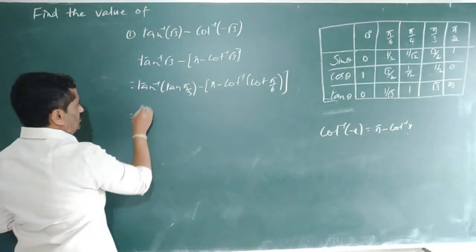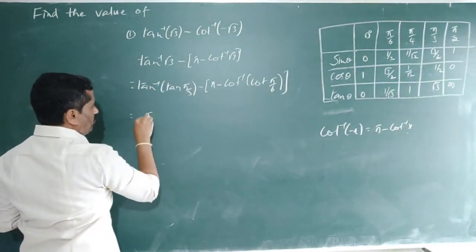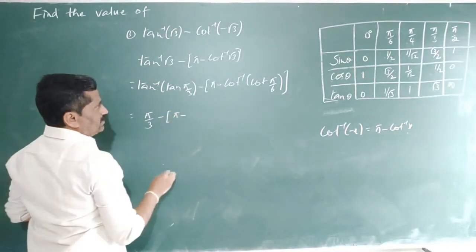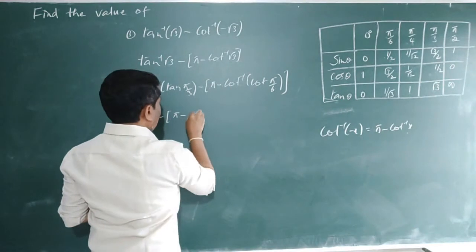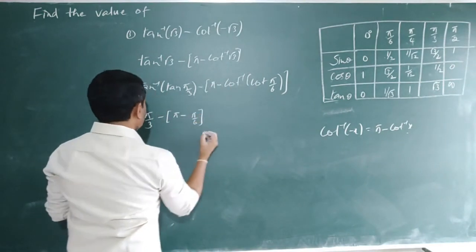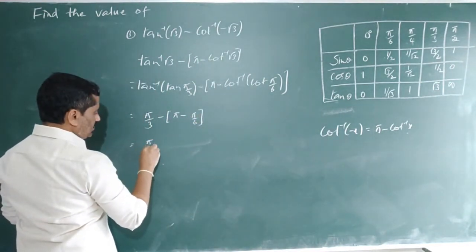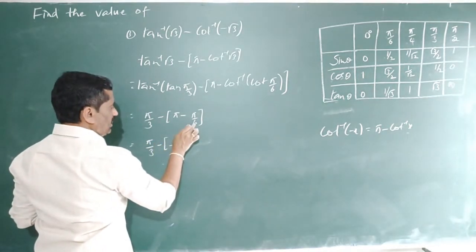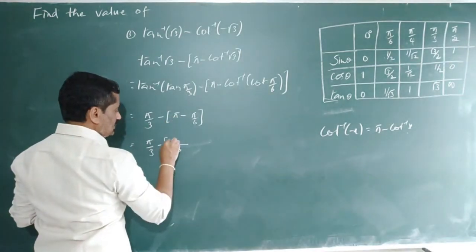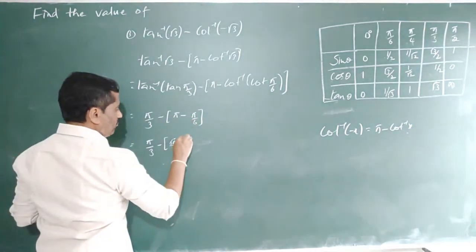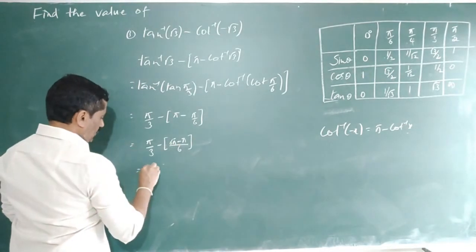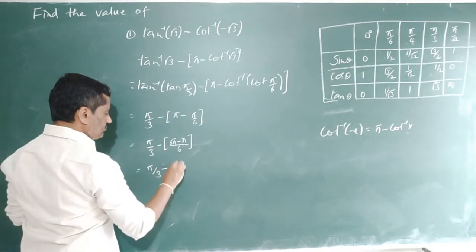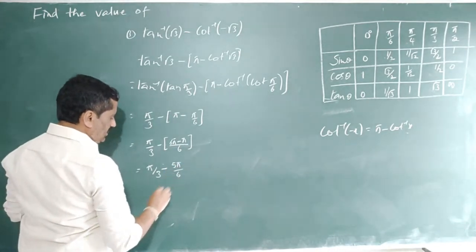Again simplification, that is tan inverse tan gets cancelled. We have pi by 3 minus we have pi as it is. So cot inverse cot gets cancelled. We have pi by 6. Again, simplification, that is equal to pi by 3. Write the minus as it is. Take the LCM. 6 is the LCM. 6 into pi, that is 6 pi. Minus 1 into pi, we have pi. Again, that is equal to pi by 3 minus pi divided by 6. Again take the LCM.